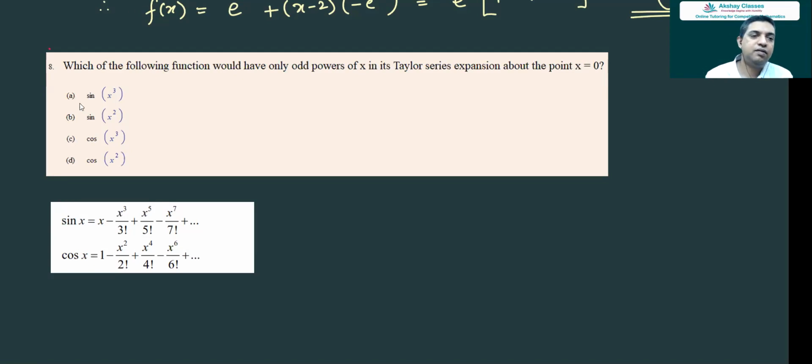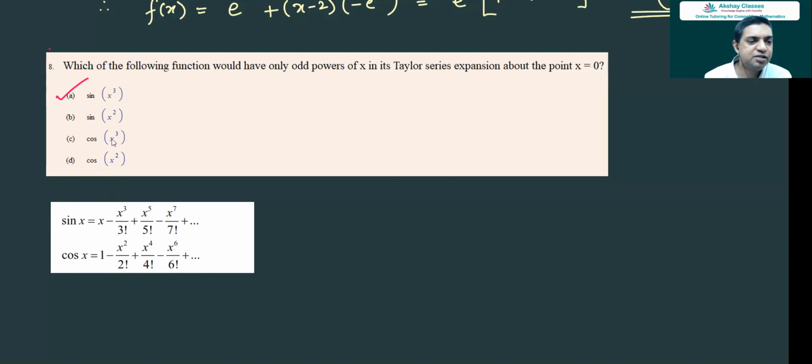So this one is the correct answer. The reason is simple. Cos x is already having terms with even powers. Remember, cos x is already an even function. It already has even powers: 1 minus x square by 2 factorial plus x power 4 by 4 factorial minus x power 6 by 6 factorial.